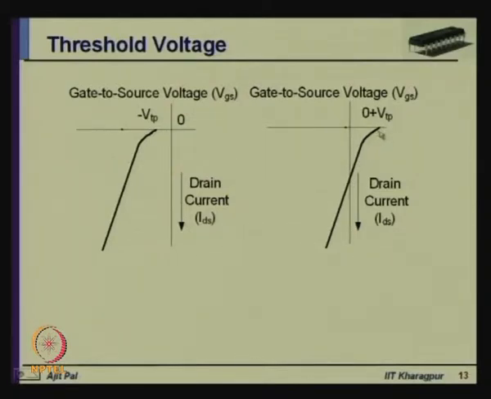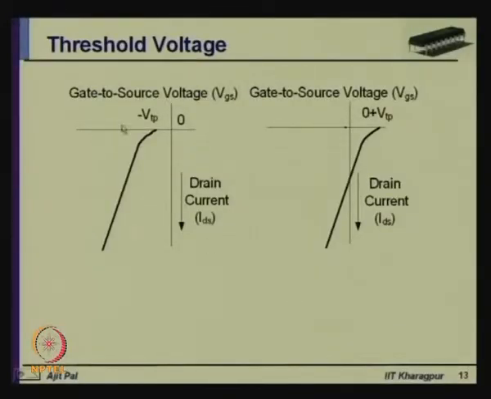acts somewhat like the cut-in voltage of bipolar junction transistors. As you know, in case of bipolar junction transistors, flow of current requires a cut-in voltage. For example, for silicon, the base voltage should be more than 0.6 or 0.7 volt, that is known as cut-in voltage. Here also it is somewhat similar to that, but we call it threshold voltage, not cut-in voltage. Okay.